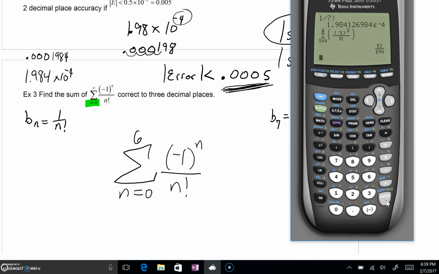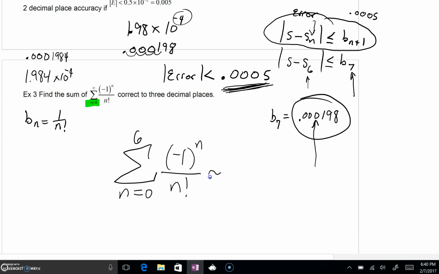Now, we'd like to go to 3 decimal places. Under the math menu here, number 2 says please convert that to a decimal. And we'll get 0.368. So going to 3 decimal places, we can rest assured that this is what our sum is getting close to. We are accurate out to that third decimal place. We might not know what the true sum is, but that's a wonderful tool to have.